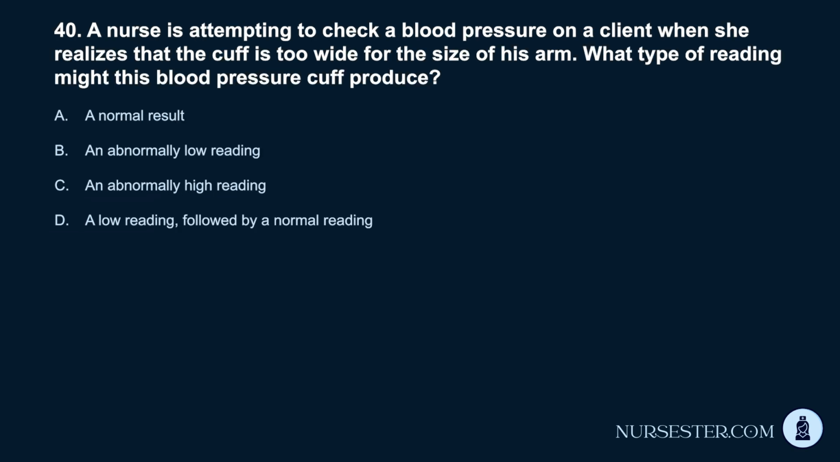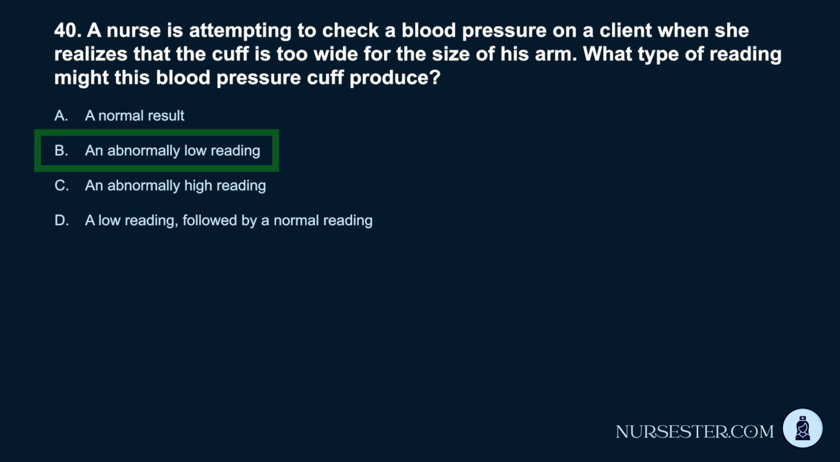40. A nurse is attempting to check a blood pressure on a client when she realizes that the cuff is too wide for the size of his arm. What type of reading might this blood pressure cuff produce? A. A normal result. B. An abnormally low reading. C. An abnormally high reading. D. A low reading, followed by a normal reading.